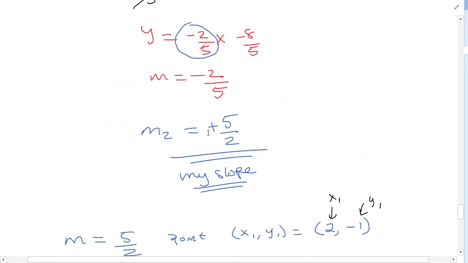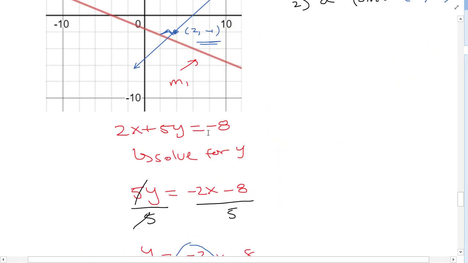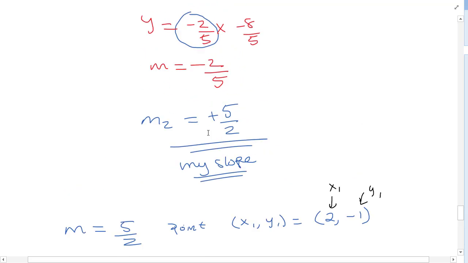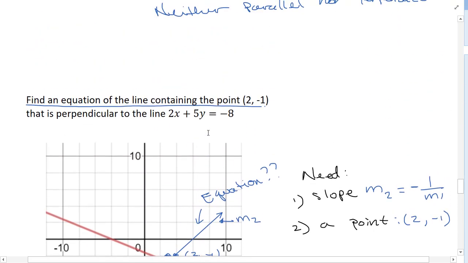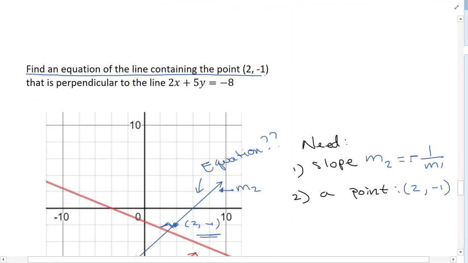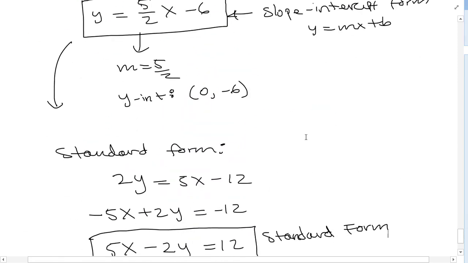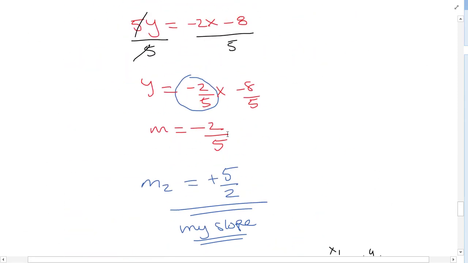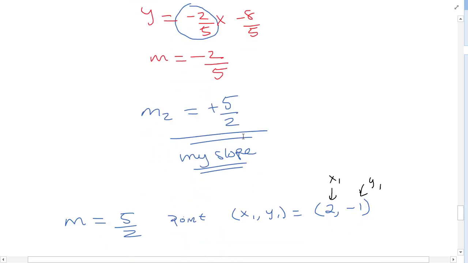Okay, and how will this problem change if I had asked for the lines to be parallel? So if it said find an equation of the line containing the same point, 2 and -1, that is parallel to the same line, our slope, instead of being the negative reciprocal, would have been the same. So the slope being -2/5, I would have kept it as -2/5 because parallel lines have the same slope.